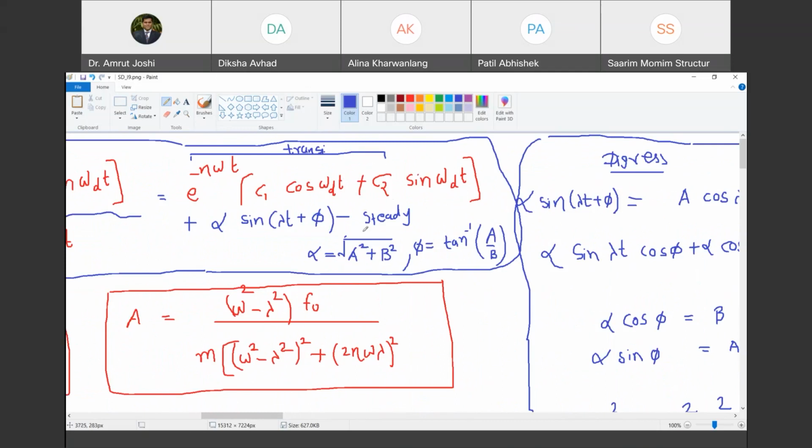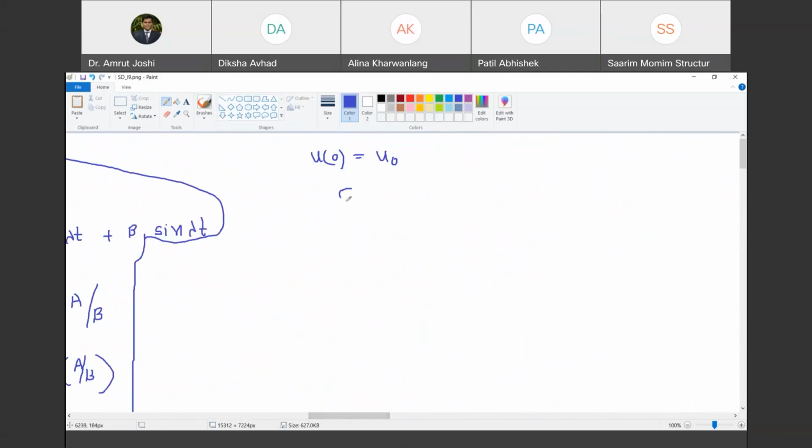C2 becomes 0. And what happens to this? When I substitute t equal to 0, sin phi रह जाएगा. Are you with me? So it is going to be alpha sin phi. Are you with me? So C1 plus alpha sin phi is U0. तो वो यहाँ पे लिखता हूँ, C1 plus alpha sin phi is equal to U0.